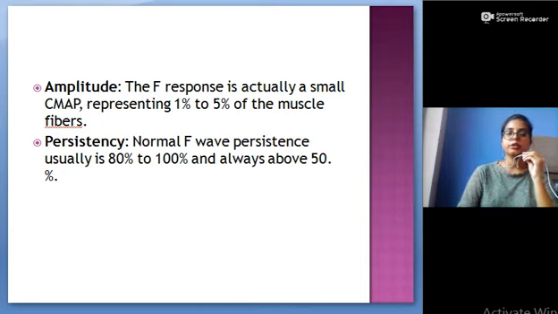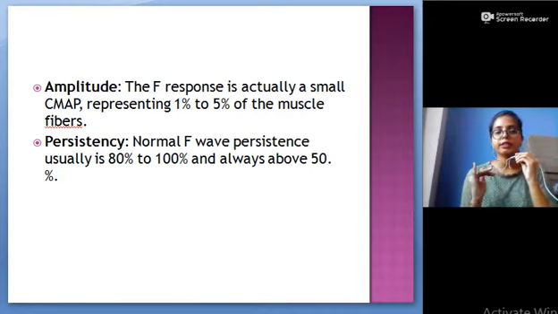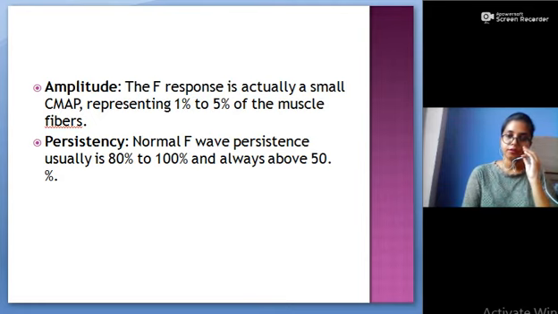Then amplitude is actually a small compound muscle action potential which represents 1 to 5% of the muscle fibers. Persistency is how persistent the F waves are, and it is usually 80 to 100%. It should be above 50% in normal individuals.